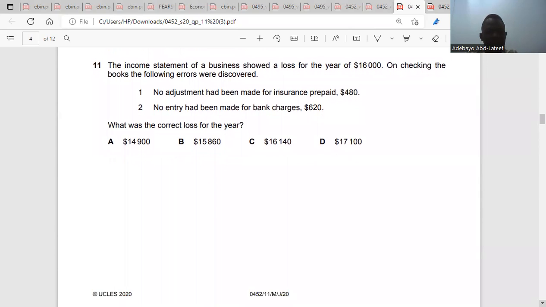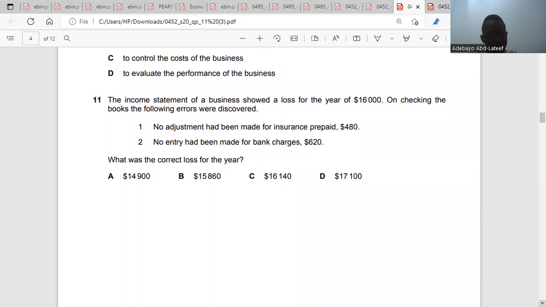Question 11. The income statement of a business showed a loss for the year of 16,000. On checking the books, the following errors were discovered. No adjustments have been made for insurance prepaid, 480. No entry has been made for bank charges, 620. So insurance prepaid should not be an expense there. So we have 16,000 plus insurance prepaid 480 minus 620.